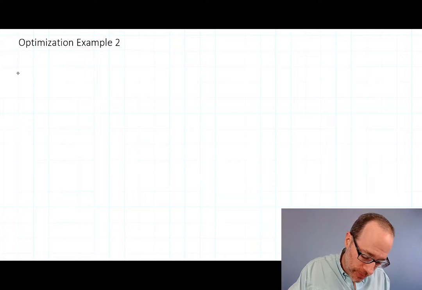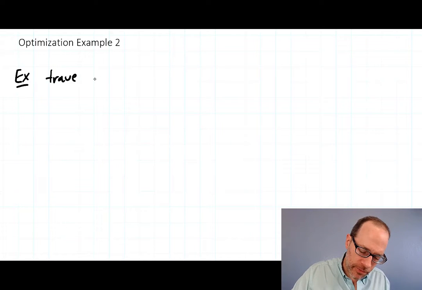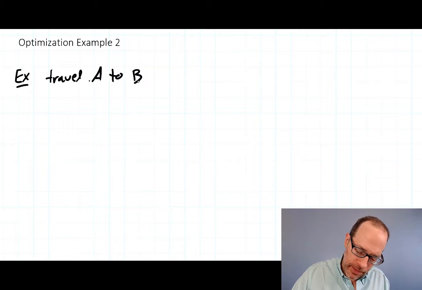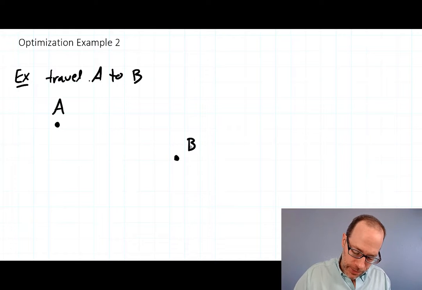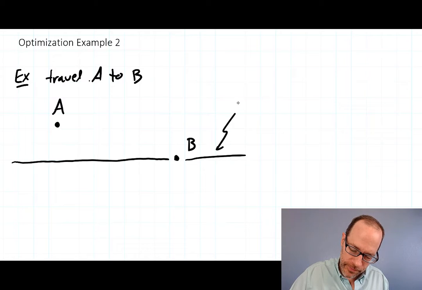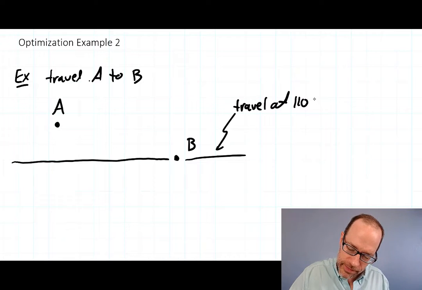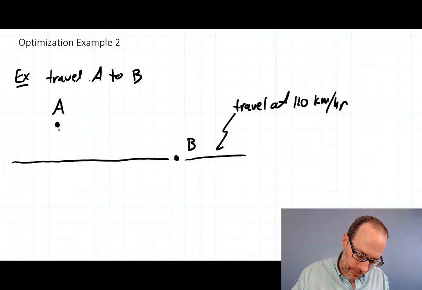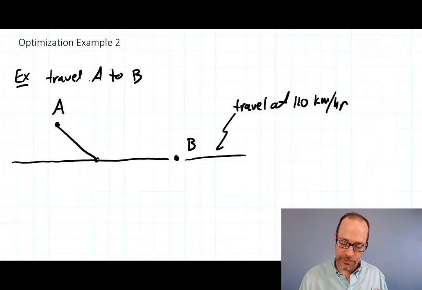All right, so for this one, the setup is this. You want to travel from A to B. And the configuration looks like this. You've got some place A over here, and you've got some place B over here. And you know that on this route, you can travel at, what was the speed? 110 kilometers per hour, or whatever. And you want to go at an angle down to that road and then travel on the road.